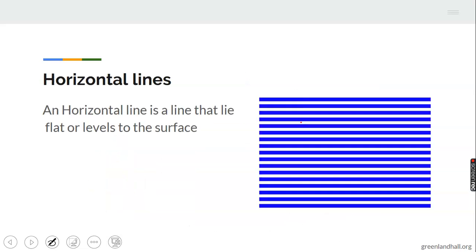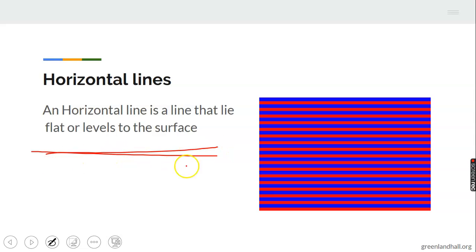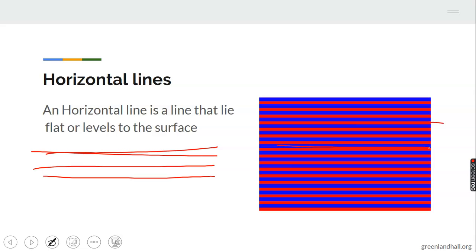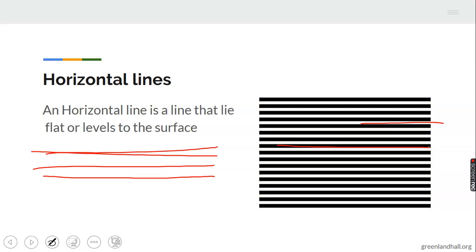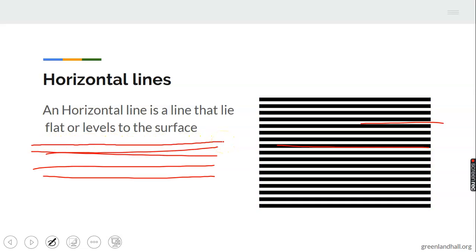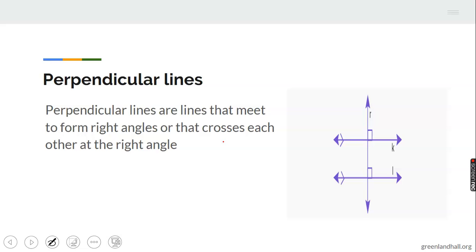So let's quickly go to another line, which is horizontal line. This is a horizontal line. Can you see that? Horizontal line. That's it. Horizontal. As if you're sleeping on your bed. A horizontal line is a line that lies flat or level to the surface. It levels to the surface or lies flat. Now, let's go to perpendicular line.